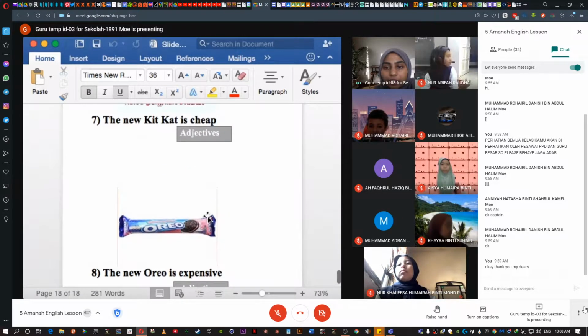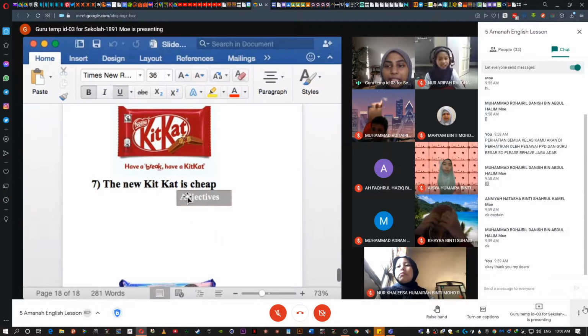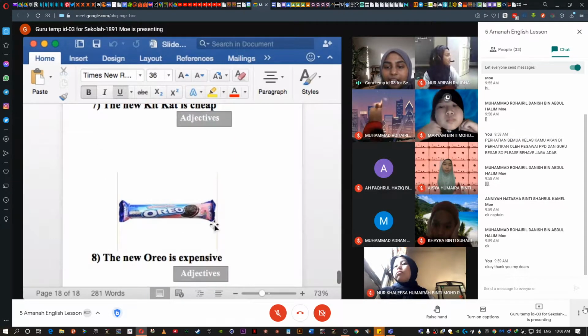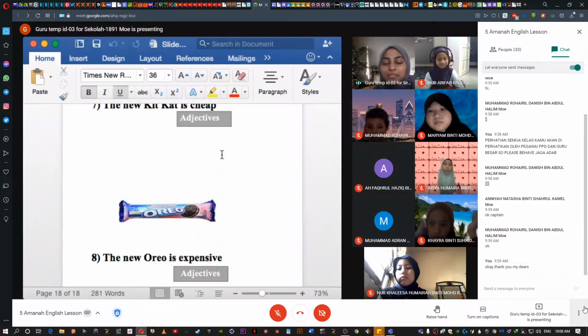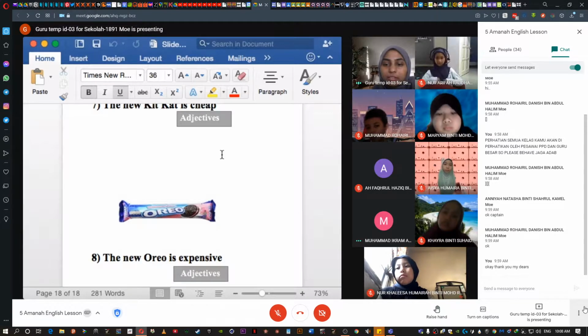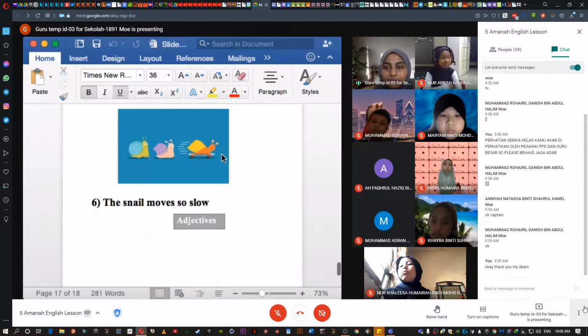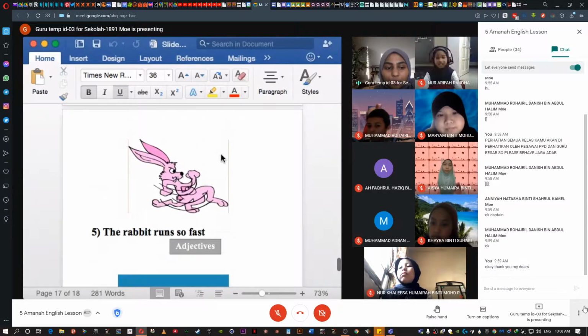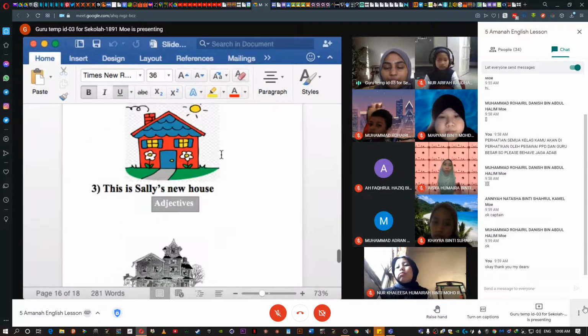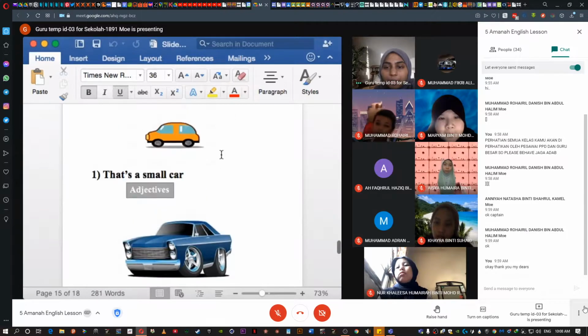And the opposite words between cheap and expensive. Murah dan mahal. Perkataan yang bertentangan antara murah dan juga mahal. The new Kit Kat is cheap and the new Oreo is expensive. So, cheap and expensive are the adjective words. Okay. That's for adjective words. I hope you get the information.